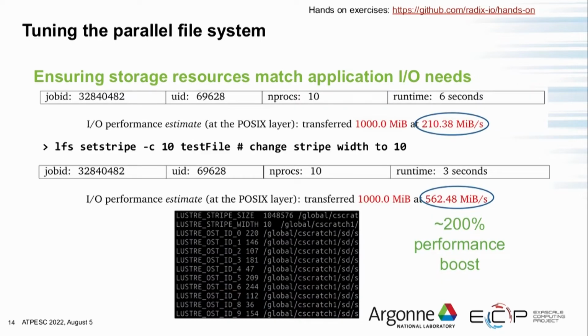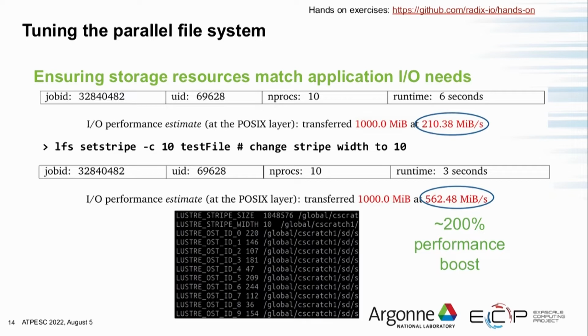I think you guys saw this command earlier, but if we use this LFS set stripe command, we can change the stripe count from 1. In this case, I just changed it to 10. I can't remember exactly how many storage servers are here. This is not striping across every single available storage server, but it's more than one, so it's useful to see what the performance increase is. In this case, just this simple command before running your job lowered the runtime by 50%, which gives you a 200% performance boost as far as bandwidth goes.